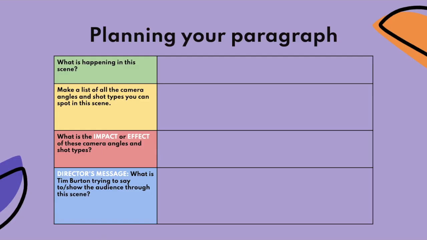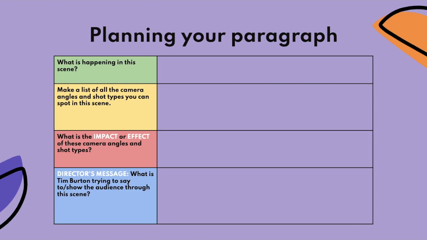A really good way to plan your paragraph or scene analysis is by drawing this table in your exercise books. As you watch the scene, you want to slowly fill out this table. You can also fill it out after you finish watching the scene. I would recommend that whatever scene you choose to analyse, or your teacher tells you to analyse, you watch it at least 2 times. As you're watching the scene twice, I highly recommend filling out this table.